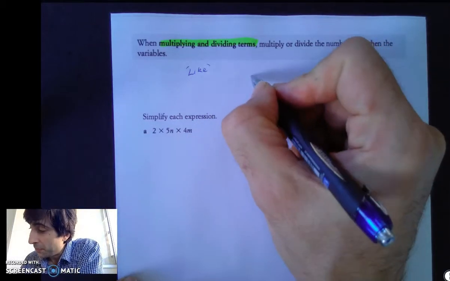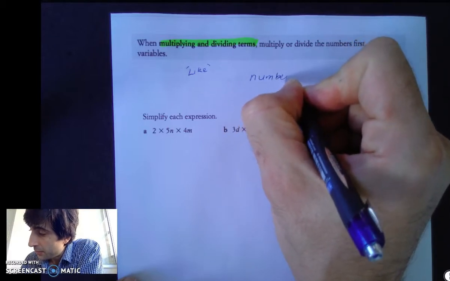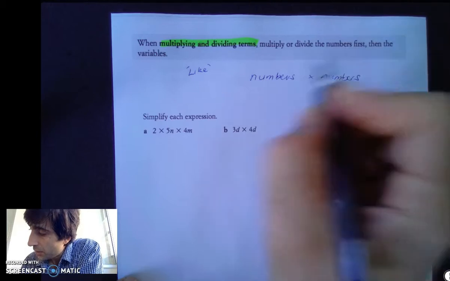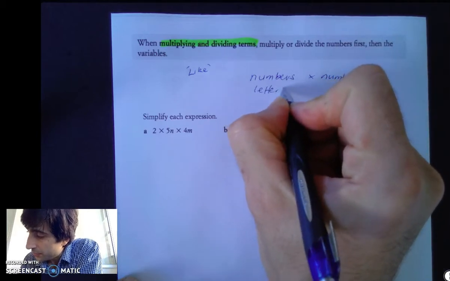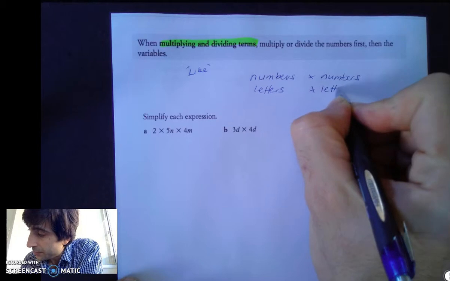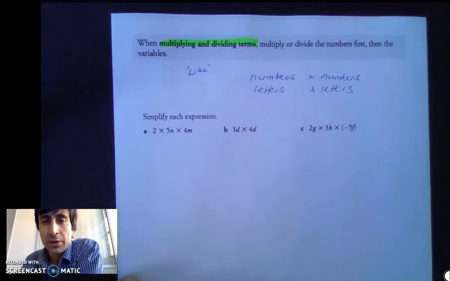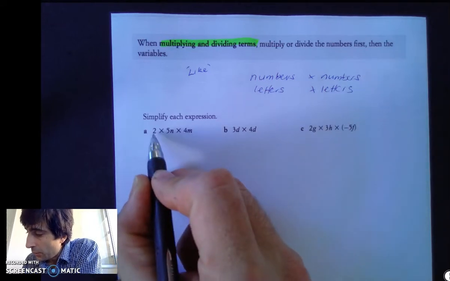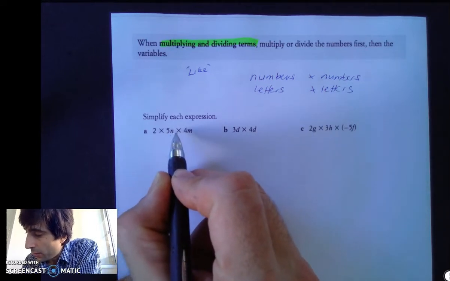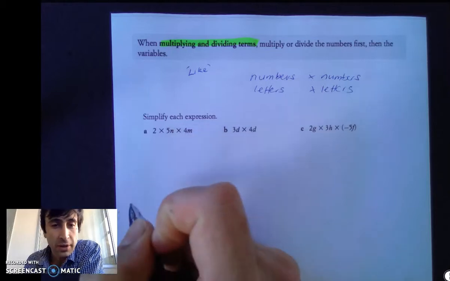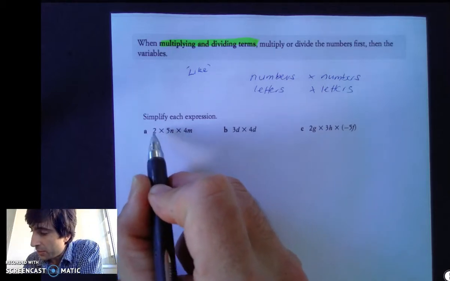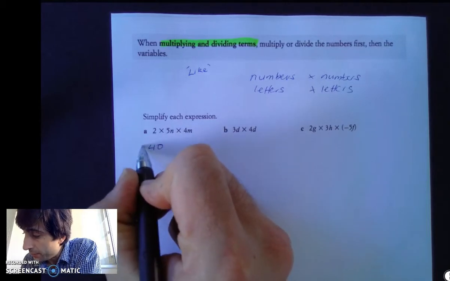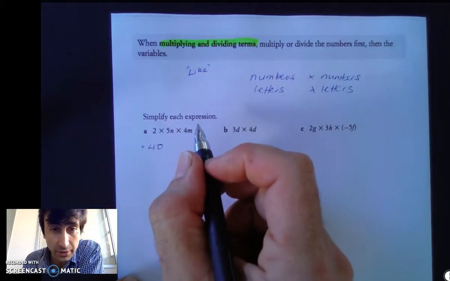I say numbers times numbers, letters times letters. And I say that because when we look down here, we see that there's 2, 5, 4. The first thing that we can do is get all of the numbers and multiply them together. 2 times 5 times 4 is 40. You can use your calculator if you want, it's not a race.